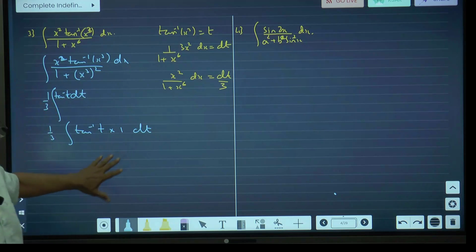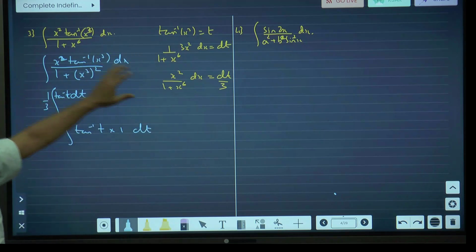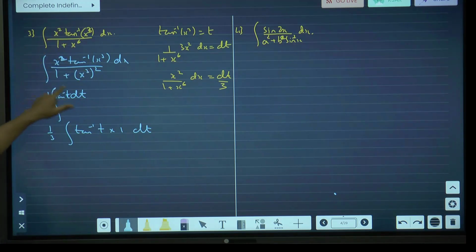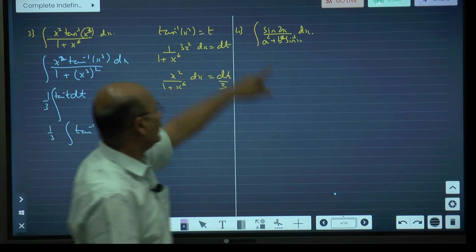I'll come to this particular solution once I come to that nature. Right now I am talking about substitution, how I just simplified this integrand to tan inverse t. Now how I integrate an inverse standalone function, you do it into 1 and dt. I'll come to that later on. Now let us take this one.